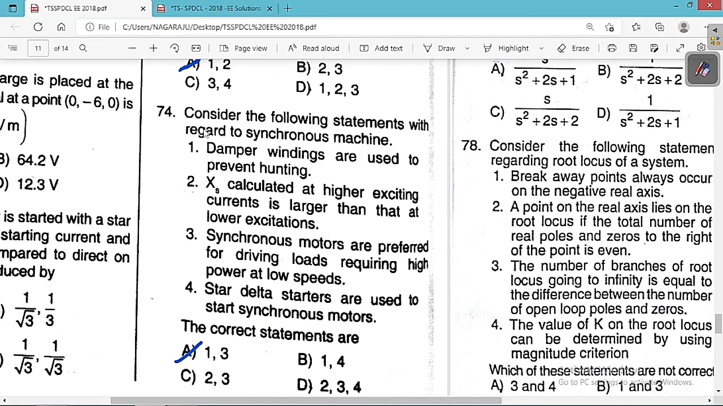So now we are going to discuss another question. See the question here. Consider the following statements with regard to the synchronous machine. Statement 1: Damper windings are used to prevent hunting. Statement 2: Excitation calculated at higher exciting currents is larger than that at lower excitations. Statement 3: Synchronous motors are preferred for driving loads requiring high power at low speeds. Statement 4: Star delta starters are used to start synchronous motors. Out of these 4 statements we have to choose the correct ones. Statements 1 and 3 are correct, and 2 and 4 are wrong.